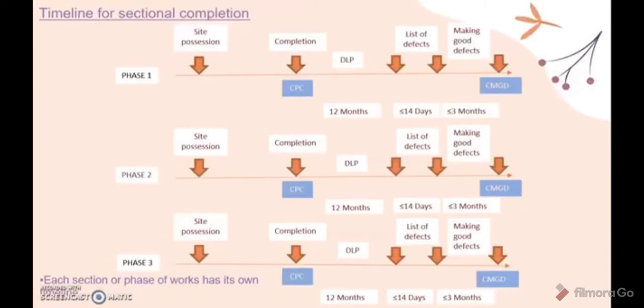Moving on to the next slide. This is the timeline for sectional completion. So let's say there is one project which consists of three phases, which are phase 1, phase 2 and phase 3. So here we can see clearly that each section or phase of works has its own timeline. However, at the end, the three phases are still under one same contract document as a whole project.